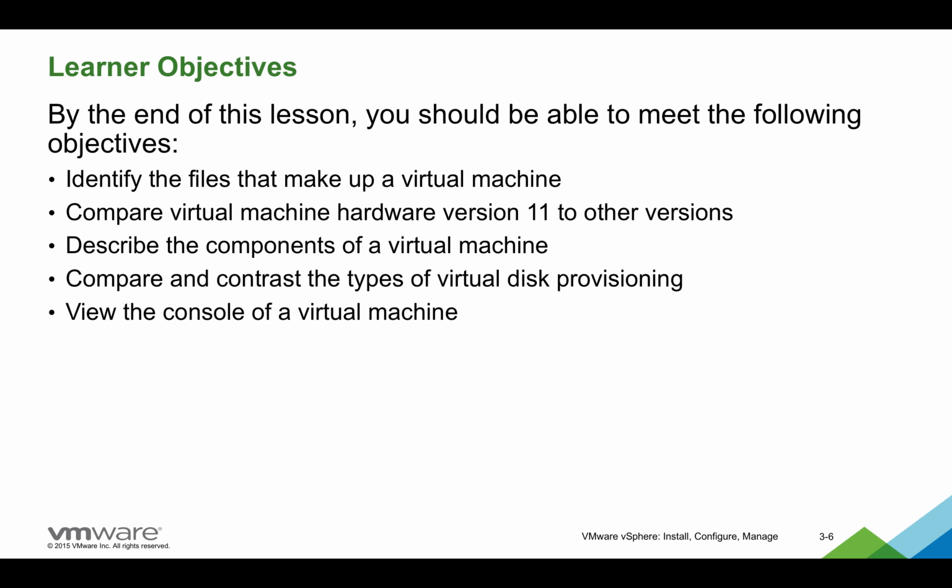The learner objectives for this module. By the end of this lesson, you should be able to meet the following objectives. Identify the files that make up a virtual machine. Compare virtual machine hardware version 11 to other versions. Describe the components of a virtual machine. Compare and contrast the types of virtual disk provisioning. View the console of a virtual machine.